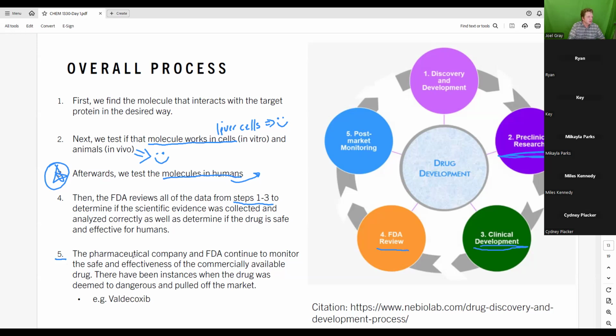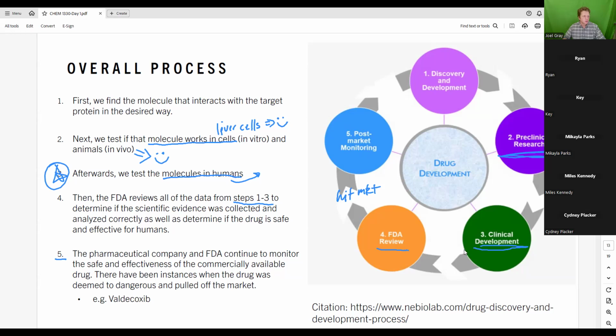Step 5, the pharmaceutical company and the FDA continue to monitor. So the drug has hit the market. It's out there, it's being prescribed by physicians, it's being utilized. Now let's make sure that drug is as effective as advertised, and there aren't any negative consequences of taking that drug or using that drug.